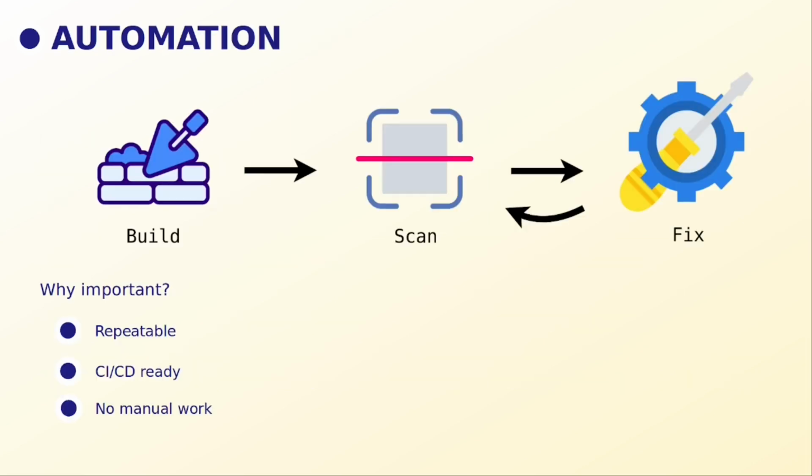Automation. We also use a script called scan. This script automates the whole process. Build, then scan, then fix, then scan. Why is automation important? Save time, reduce human error, easy to integrate into CI/CD. In real projects, this runs automatically in a pipeline.